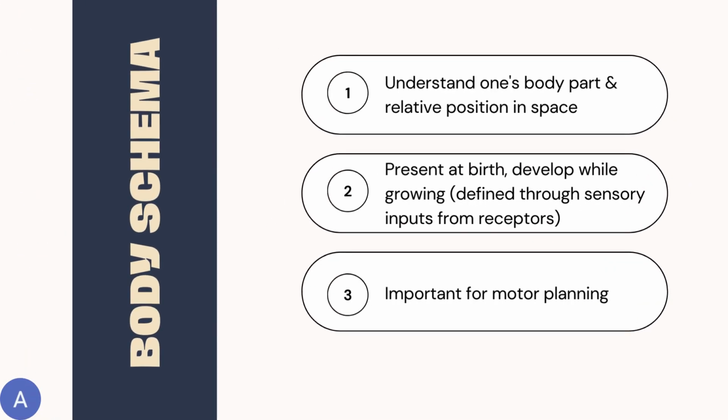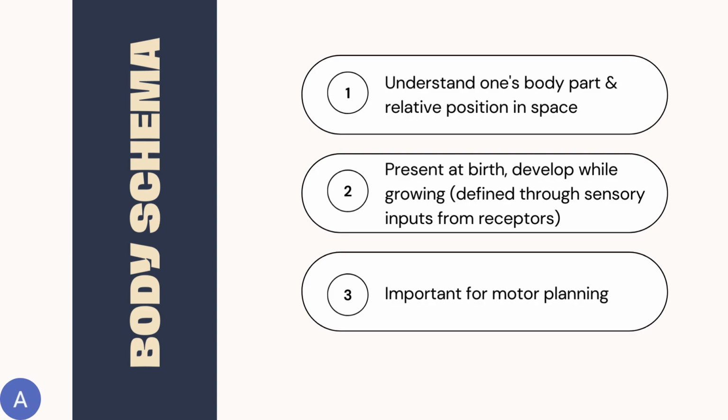Let's start with body schema. Body schema is the ability to understand one's body parts and their relative position in space. In simple words, it is the ability to know your body parts, their location, and how you interact with the environment. For example, if you notice an object located high above the ground, in order to take that object, you know that you need to use your arm and your hand, push a bit, and then reach out to get the object. That is the awareness of the body part and how you move it to get the object.